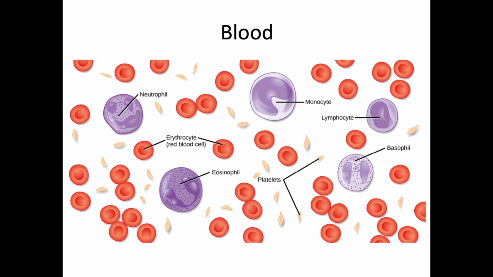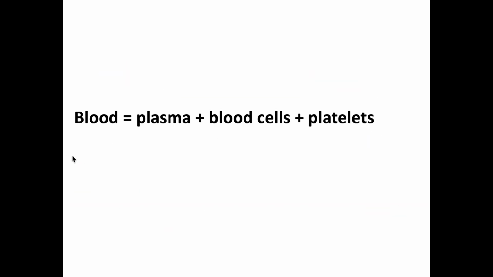So there are a lot of things that can be found within blood. We could break this down into three main things: blood components. Blood equals, if we want to put this in math terms, blood is plasma, blood cells, and platelets. All three of these things together make up what we call blood or whole blood. So obviously, we're going to talk about each of these in turn, starting off by talking about plasma.